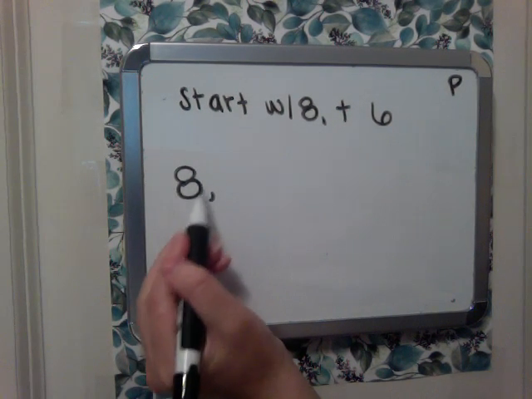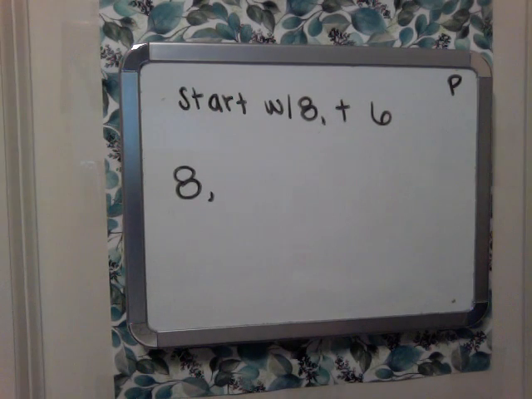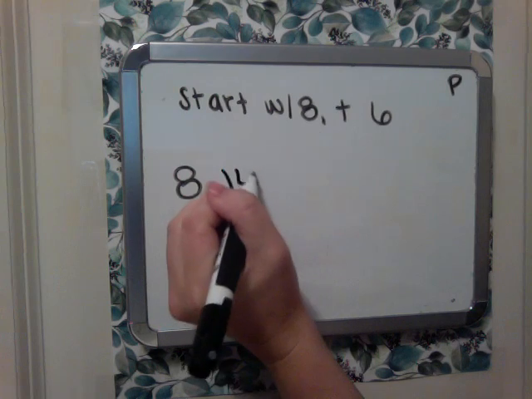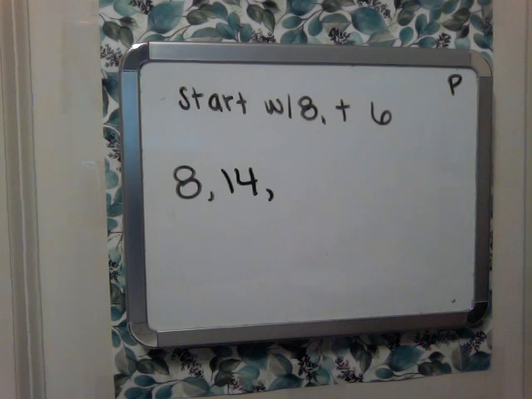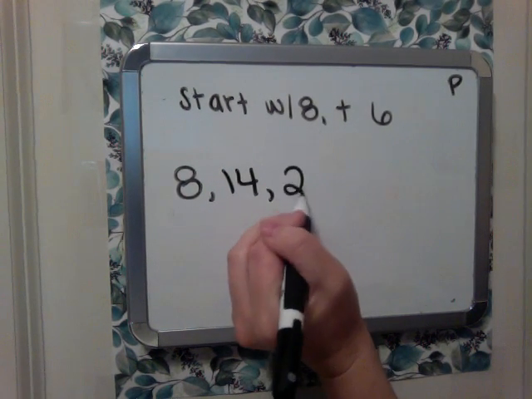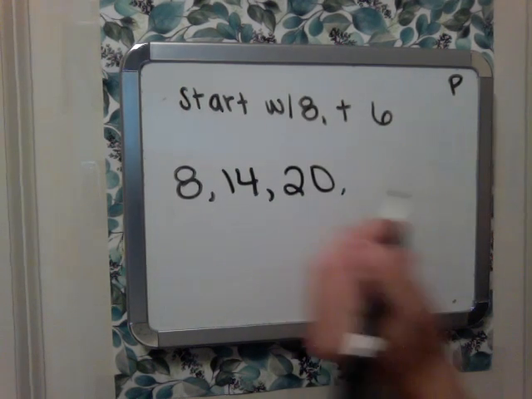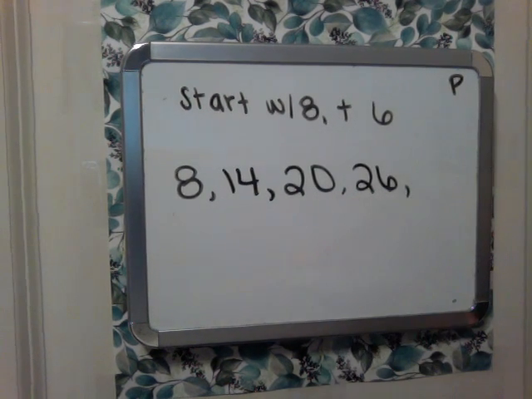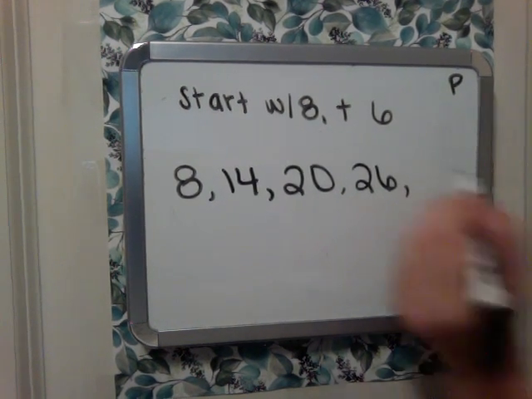So the first term is 8. If we do 8 plus 6, that's 14. 14 plus 6 is 20. 20 plus 6 is 26. And 26 plus 6 is 32.